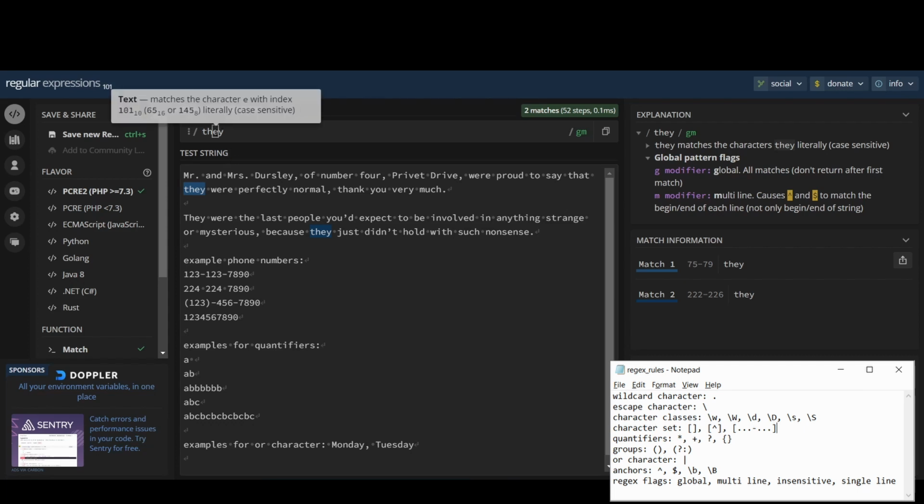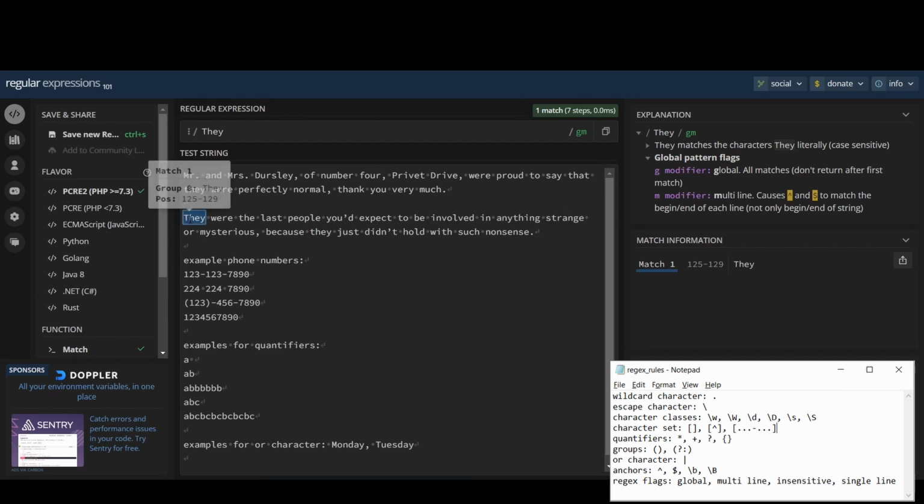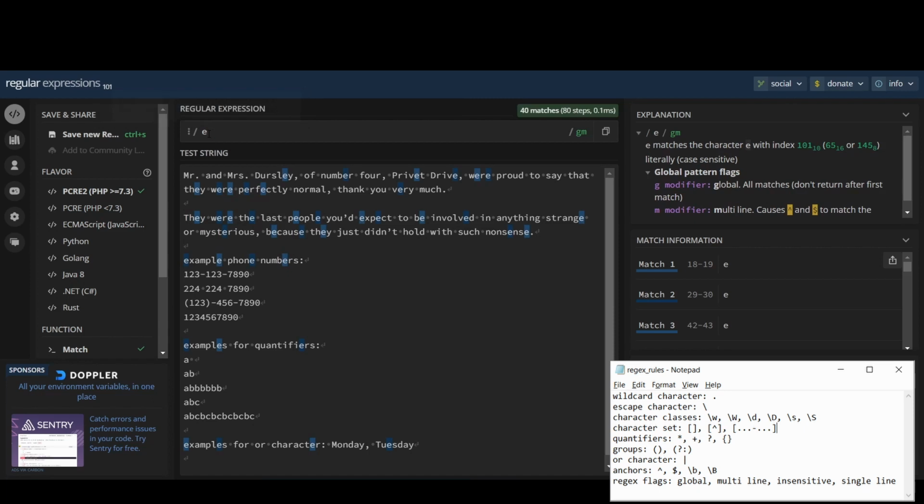By default, the literal text is case sensitive so that this they with capitalized T is not one of the match. If we change our regular expression to a capital T, then you can see that we are only having one match now. Let's try another example. Let's see how many times the letter E occurred in this text. As you can see, when we type the regular expression as a letter E, all the E in the text are highlighted. And if we look into this match information section on the right, we can see that there are a total of 40 matches, meaning that there are 40 letter E's in this text.